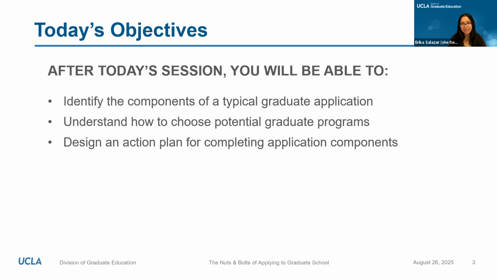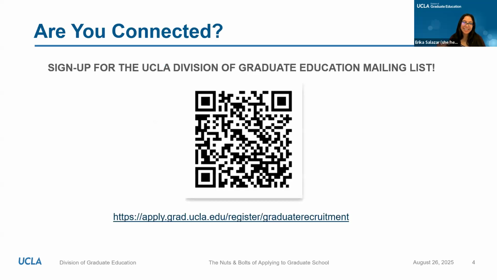application components. Before moving forward with the presentation, I'd like to encourage you all to stay connected to our mailing list for UCLA graduate programs. We have over 136 graduate programs that you can choose from, and you can browse more of our information on our website, grad.ucla.edu. But you can scan this QR code to stay connected and connect further with those graduate programs.